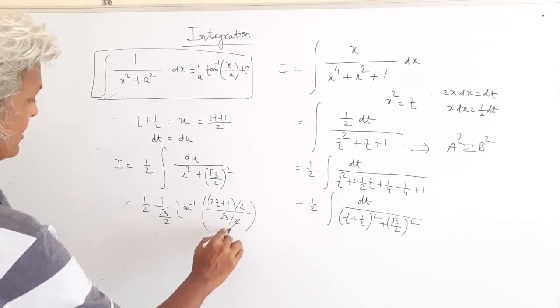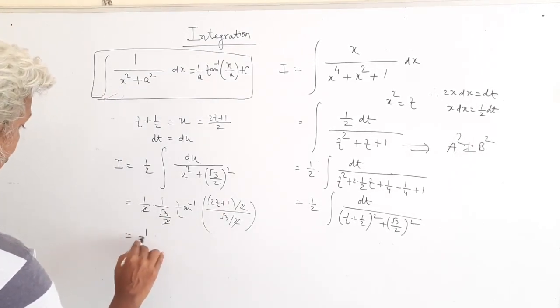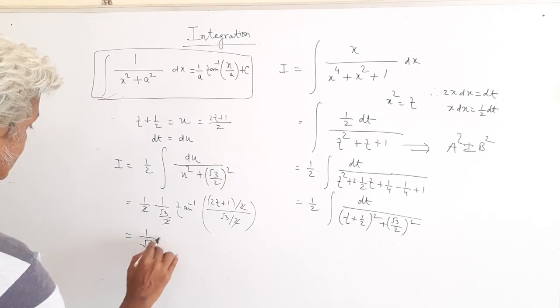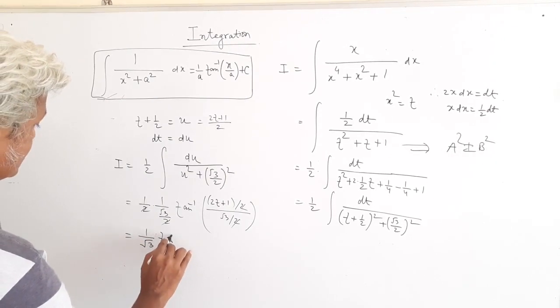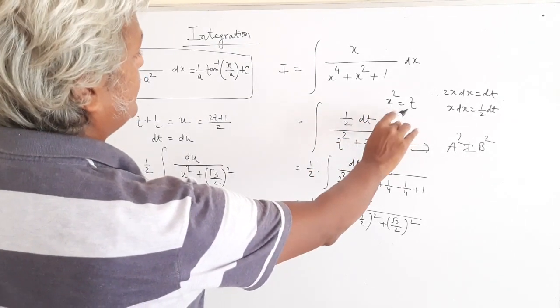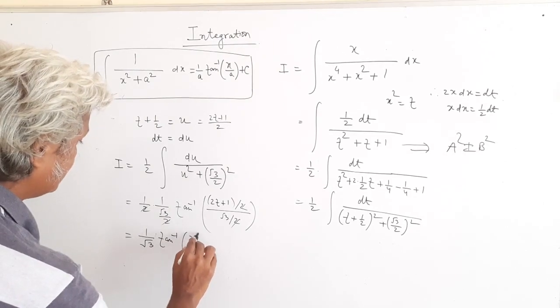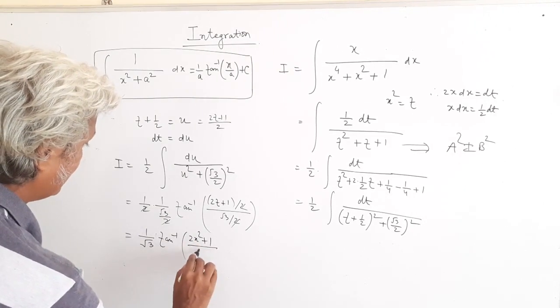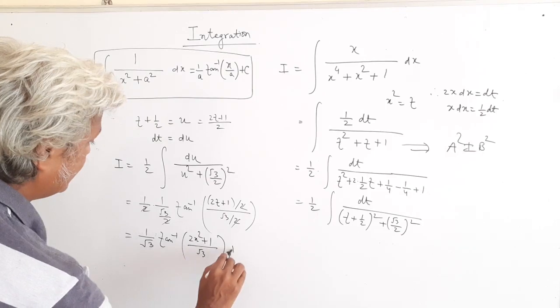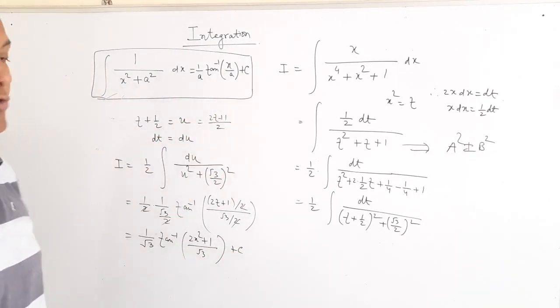So this 2 cancels with this 2, this 2 cancels with this 2, so we are getting 1 over root 3 tan inverse. Now at the place of t, we better write our main substitution, that is x square. So this becomes 2x square plus 1 over root 3 plus c. So this is the answer of this particular question.